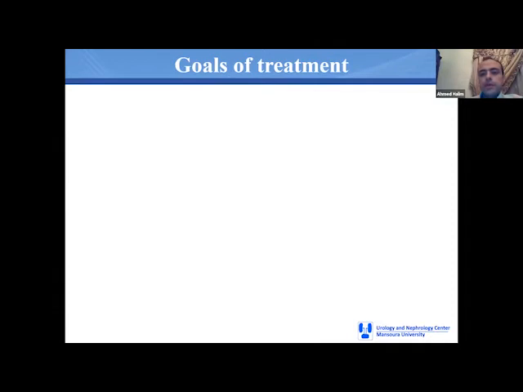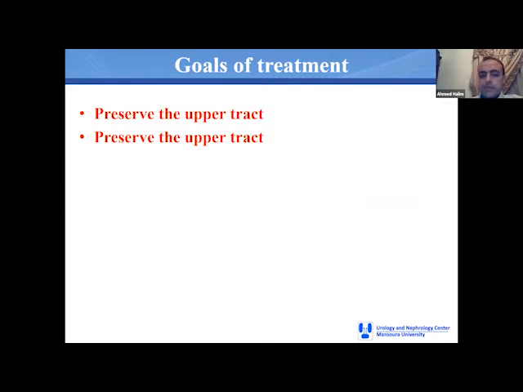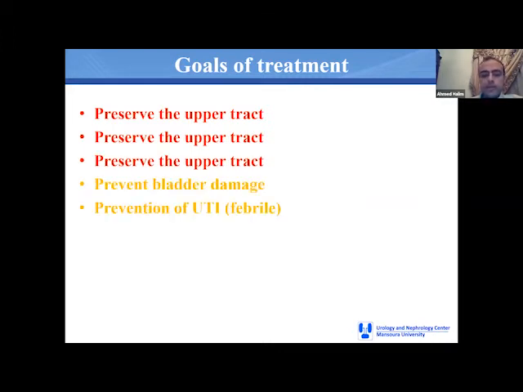So when we are approaching a certain patient, we have to identify our goals of treatment in order to select the proper treatment plan. And these goals of treatment, you will find written in every single book chapter or review article on neurogenic voiding dysfunction. And of course, our first priority should be to preserve the upper tract. Again, preservation of the upper tract should be on the top of our goals when treating a patient with neurogenic voiding dysfunction. Second goal is, again, preservation of the upper tract. One other goal that we should emphasize, which is sometimes overlooked, is prevention of bladder damage. This goal is sometimes overlooked in some of the literature on spina bifida.